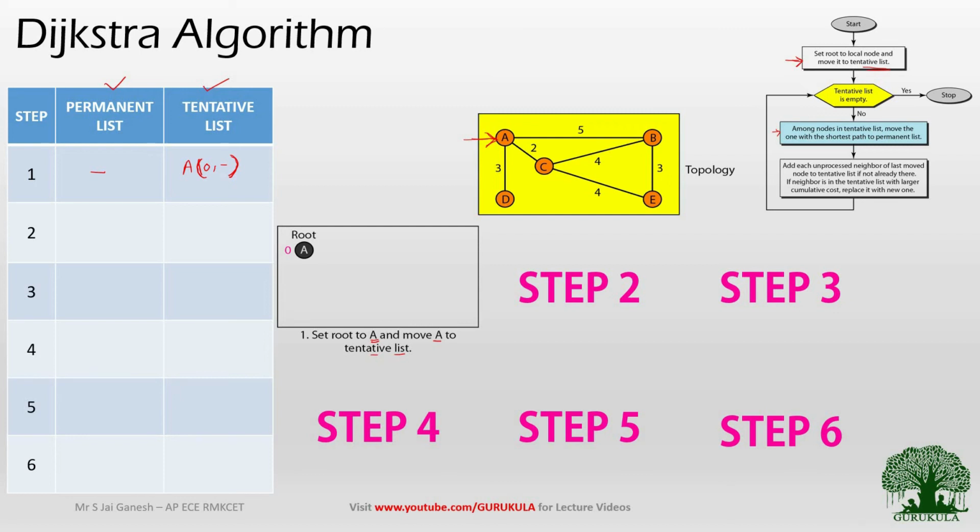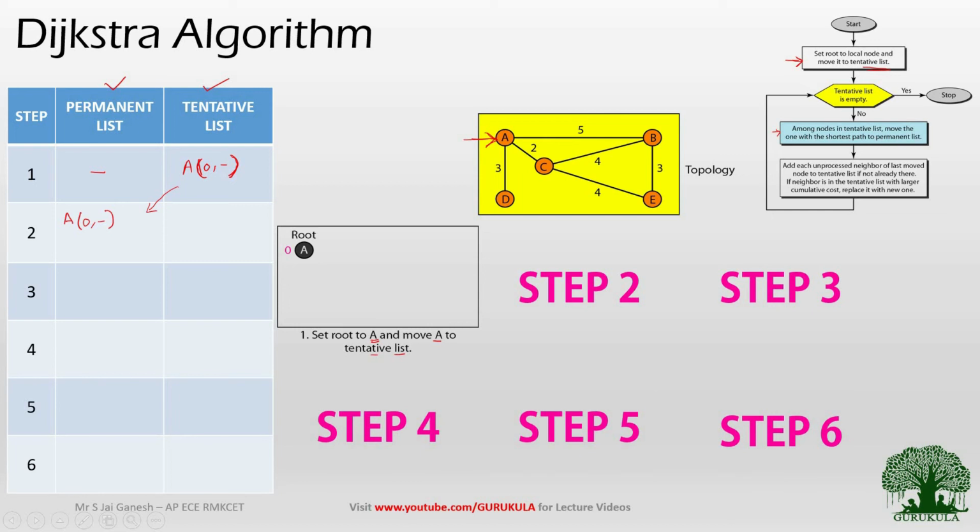As of this particular step, we don't have any options available here. So we will just move the available entry to the permanent list. So we will be moving A0 hyphen to the permanent list. So this step is done, and then we will see what we have to do next.